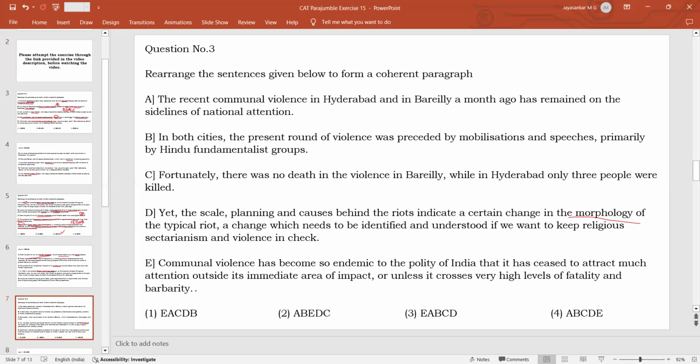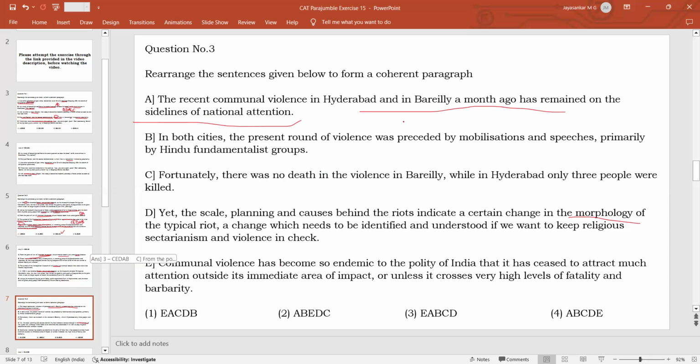But if you read this sentence and then option A, you can understand why the communal violence in Hyderabad and Bareilly has remained on the sidelines of national attention. It means why it did not receive much national publicity. Why? Because the answer is given here. People have started accepting communal violence as a fixed character of Indian politics. So people don't care too much about communal violence unless it crosses very high levels of fatality and barbarity. That is why the recent communal violence has remained on the sidelines.